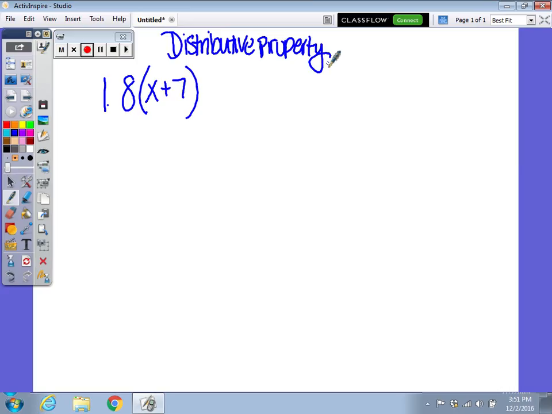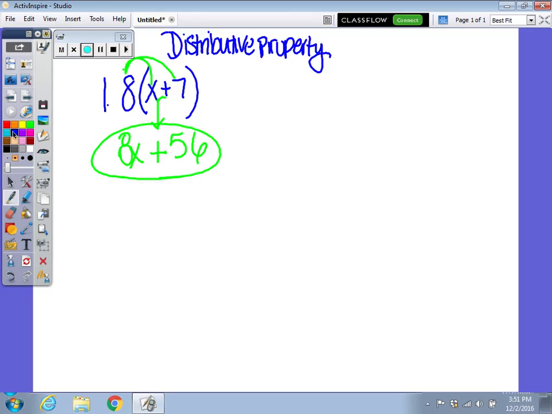So the first step is to take 8, because it's directly in front of the parentheses, and we're going to multiply it by x. So we write that as 8x, and that means they're together by multiplication. The plus sign comes down, and then we multiply 8 times 7, which is 56. Okay, that's your answer.